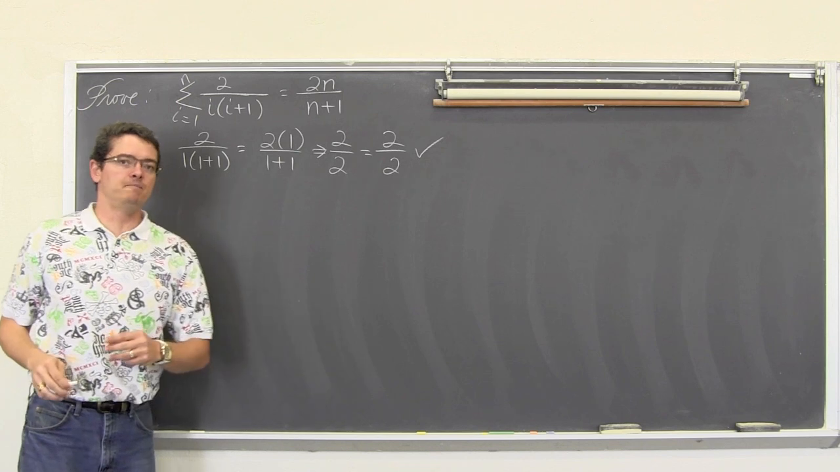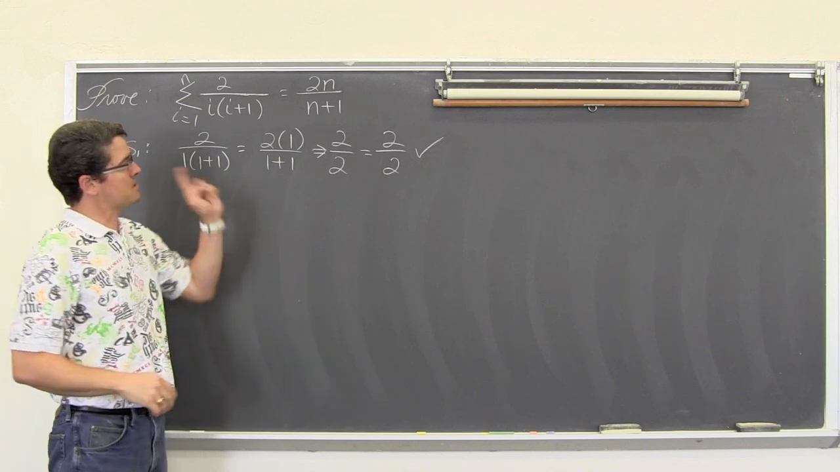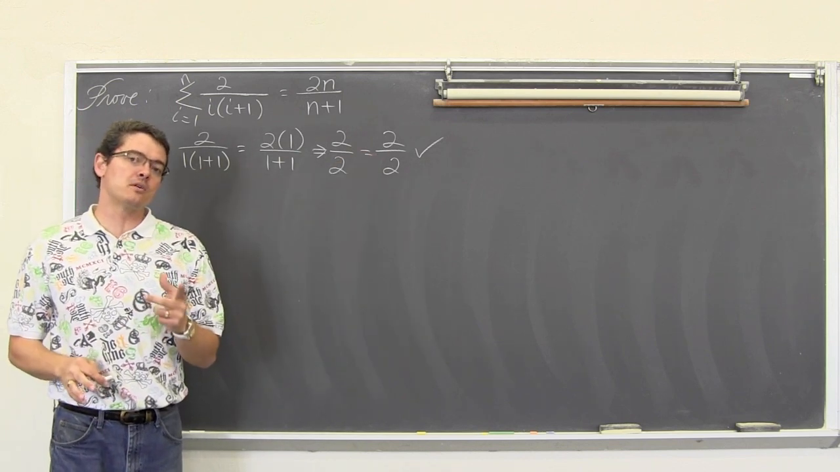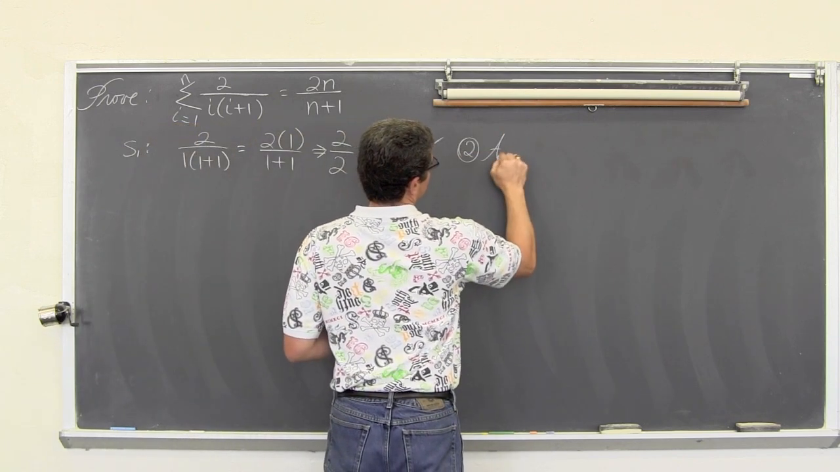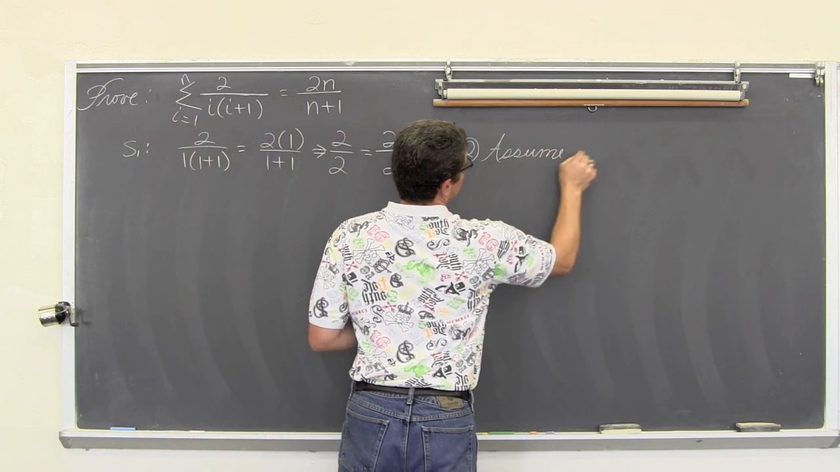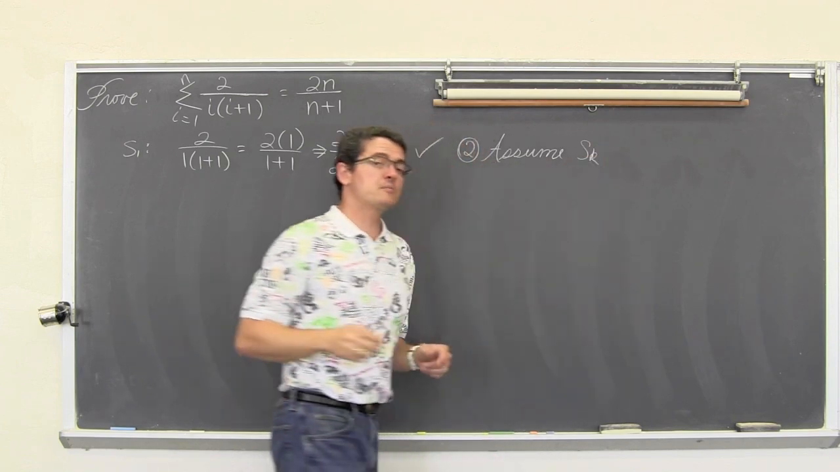S sub 1 does equal 1. Now for space purposes, I'm going to go over here to the right and write our second step out, which is step 2. We're going to assume that S sub k is true.